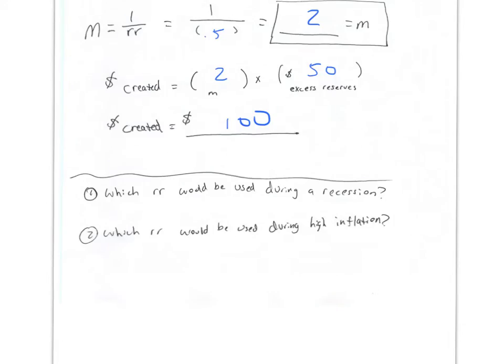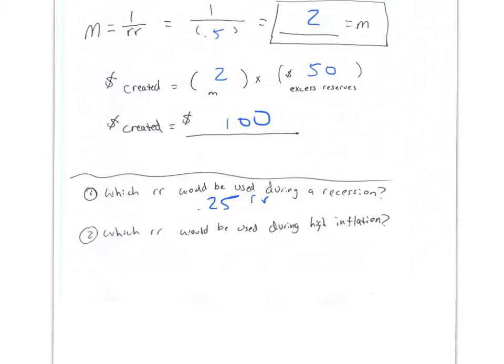On to the two questions at the bottom. Which reserve requirement would you want to use during a recession? Well, the problem in the recession is that there's not enough money and we need to increase the money supply. The way to do that would be to lower the reserve requirement, or the 0.25 reserve requirement.